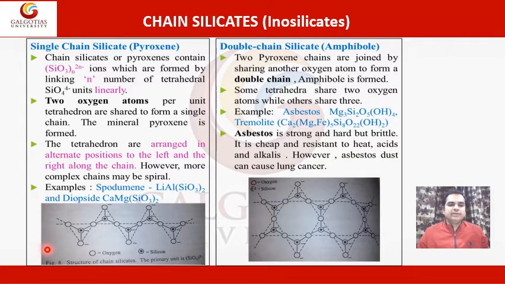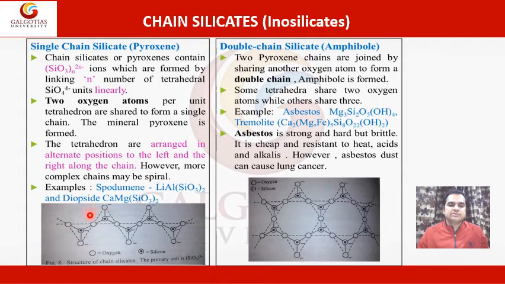In this case, we can see that two oxygen atoms per tetrahedral unit are shared to form a single chain, and the mineral pyroxene is formed. If we are considering this tetrahedral unit, because the chain does not end here, these two oxygen atoms are shared by the other units.